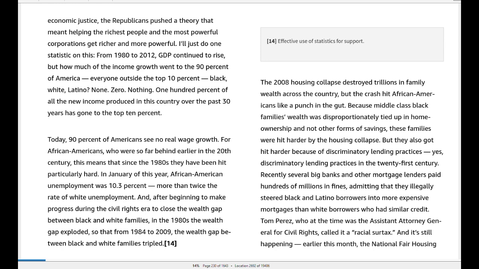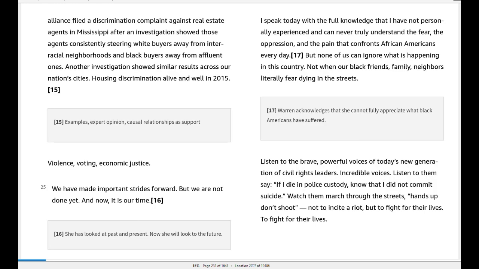And it's still happening. Earlier this month, the National Fair Housing Alliance filed a discrimination complaint against real estate agents in Mississippi after an investigation showed those agents consistently steering white buyers away from interracial neighborhoods and Black buyers away from affluent ones. Another investigation showed similar results across our nation's cities. Housing discrimination alive and well in 2015.